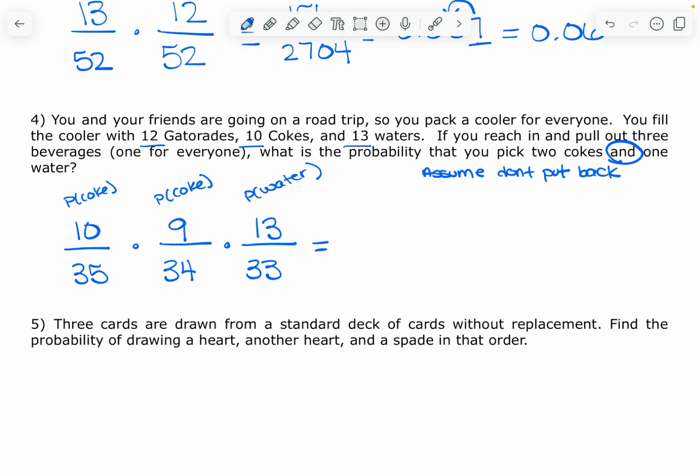So we're gonna do 10 times 9 times 13, 1,170. 35 times 34 times 33, 39,270. So I'm gonna end up with 0.029. That 9 is gonna tell that 2, gotta go up 1.